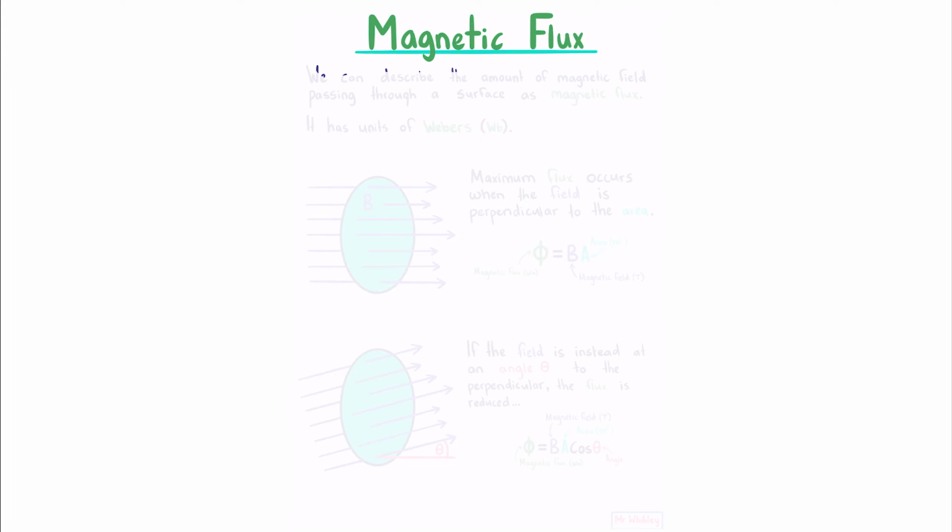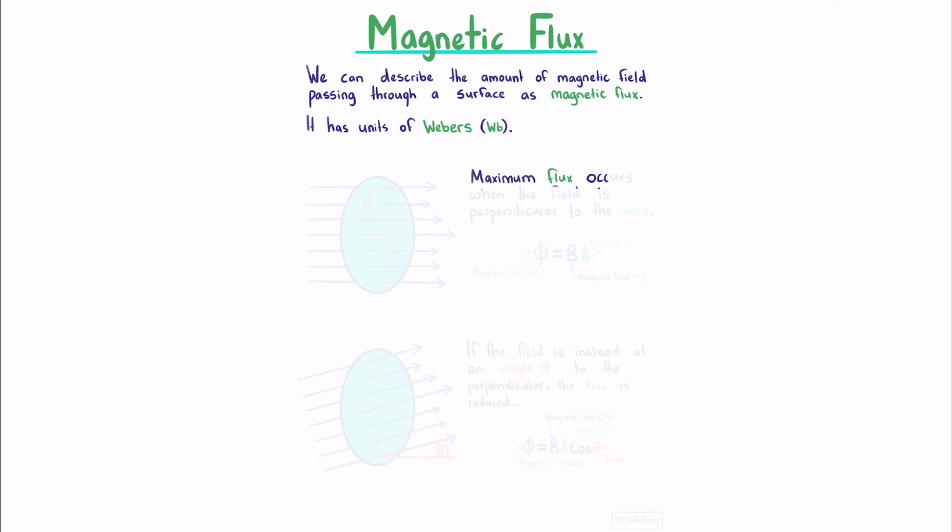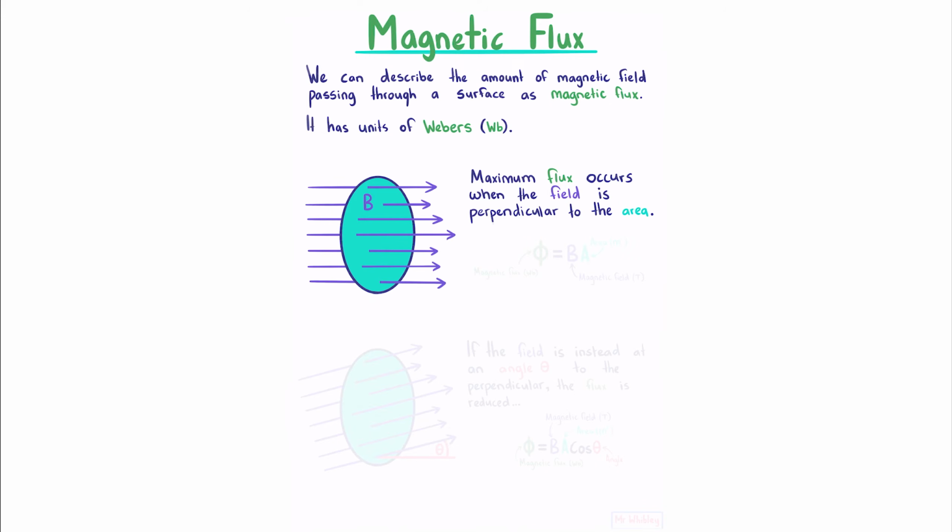Magnetic flux. We can describe the amount of magnetic field passing through a surface as magnetic flux. It has units of Webers, symbolized by capital W lowercase b. The maximum flux occurs when the field is perpendicular to the area, like we see here. In this case, the maximum flux is equal to the magnetic field multiplied by the area.